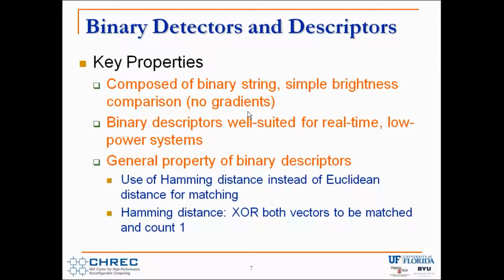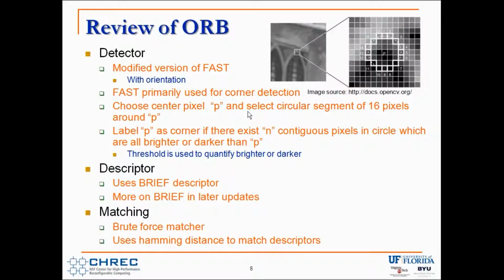This makes binary detectors and descriptors well suited for real-time, low-power systems. The general property of a binary descriptor is that it uses Hamming distance instead of Euclidean distance for matching. Hamming distance is nothing but performing an XOR of two bit vectors and calculating the resultant value. ORB, or commonly known as Oriented FAST and Rotated BRIEF, where FAST is used for the detector and BRIEF is used for the descriptor part.